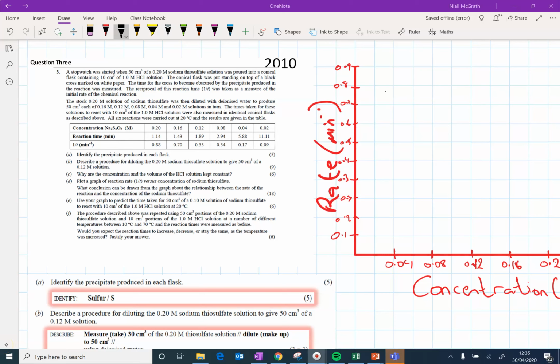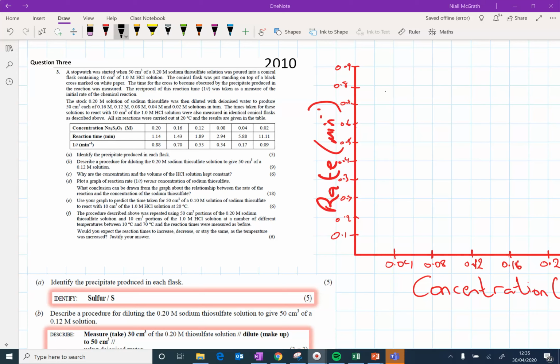Okay, so this is question 3 from 2010 based on the rates of reaction experiment. This experiment is the one that we did where we add hydrochloric acid to sodium thiosulfate, put it on top of an X on a piece of white paper or on a white tile, and after a while the solution becomes opaque, or you're not able to see the X through it anymore. When the X disappears, that is when your reaction has occurred. Okay, so that is our question.